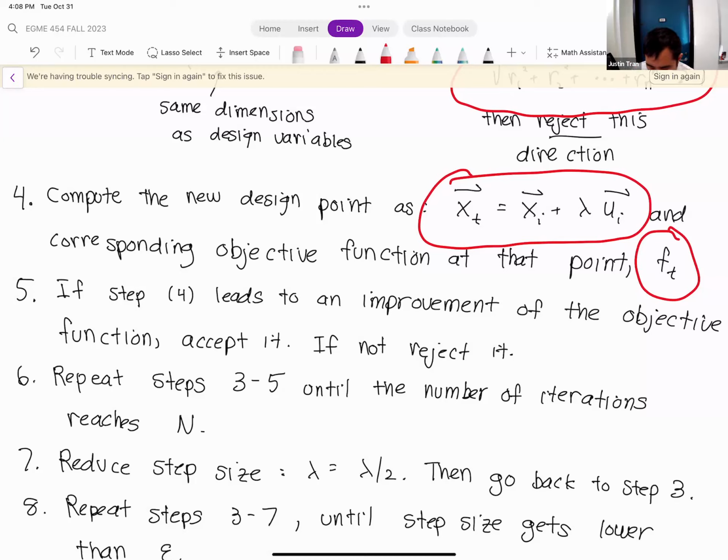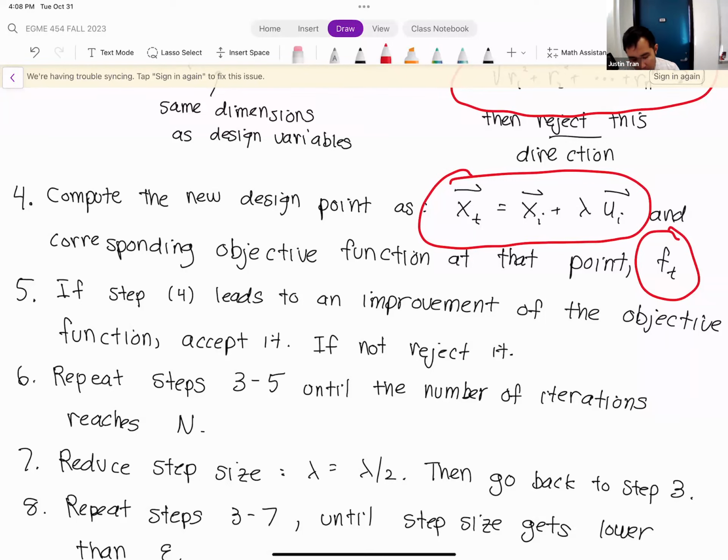Okay, and then step 5 here. Step 5 is the most important one. So step 5, we check to see if this is an improvement from our previous location. Even though we're taking steps in kind of random directions in this algorithm, we want to make sure that the steps that we're taking actually lead to an improvement of the objective function.